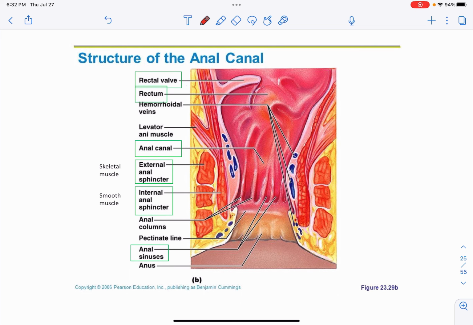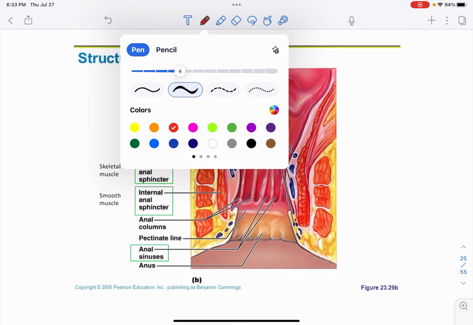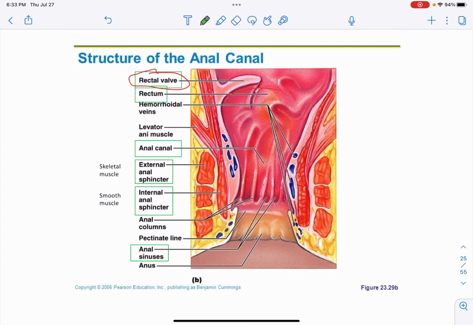So here is the anal canal. There is a rectal valve here, which will then move the feces into the canal when ready. You can see the rectum, okay? This is anything below the rectal valve. Let me change colors. And then below that is the anal canal.